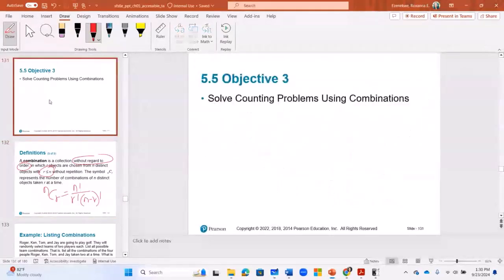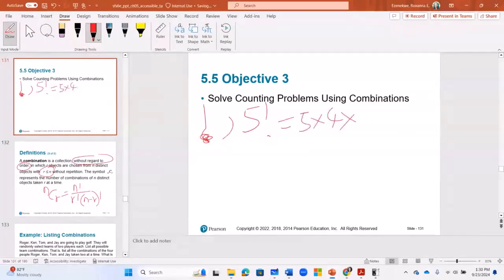Suppose I'm just talking about factorial now. The first definition is factorial, which looks like an exclamation mark. If I say 5 factorial, it means 5 times 4 times 3 times 2 times 1, and that means multiply all of them. 5 times 4 is 20. 20 times 3 is 60, times 2 is 120. Therefore, 5 factorial is 120.